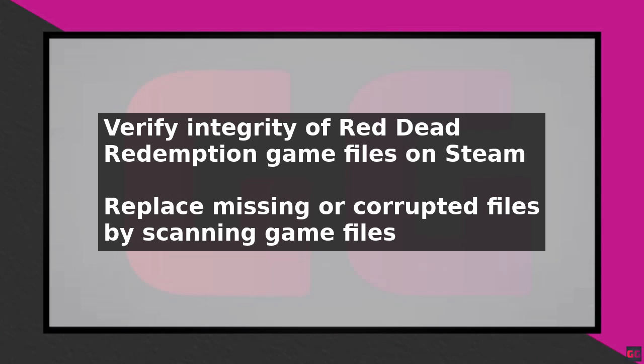For Steam users, another step you can try is verifying the integrity of the game files. To do this, open the Steam app, go to the library, and find Red Dead Redemption. Right-click on the game and select Properties. Then click on Install and select Verify Integrity of Game Files. This will scan the game files and replace any that are missing or corrupted.